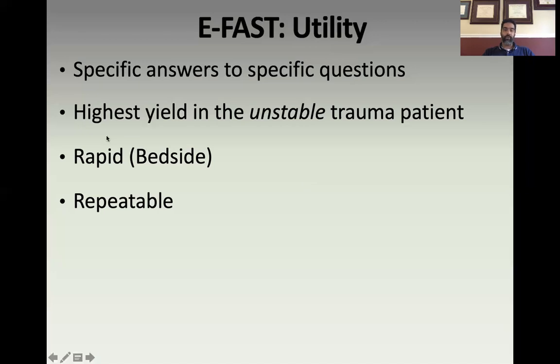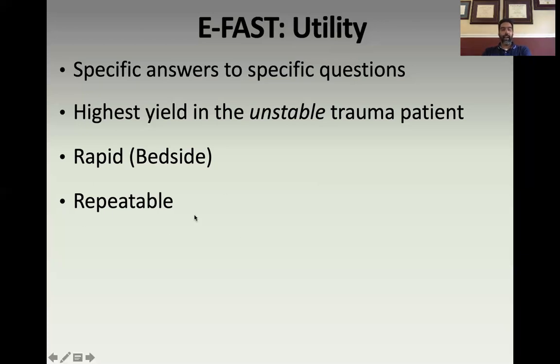Of course it is rapid. So remember we talked about the acronym for FAST, focused abdominal sonography and trauma, but FAST is also a descriptor of the study. It's a fast exam. Your idea is to get in and get out quickly to get quick answers. And it is repeatable.